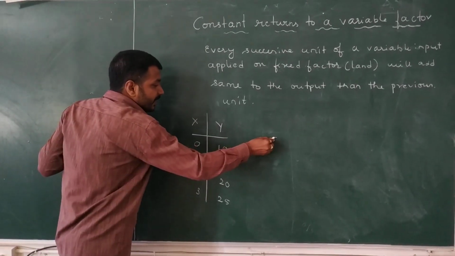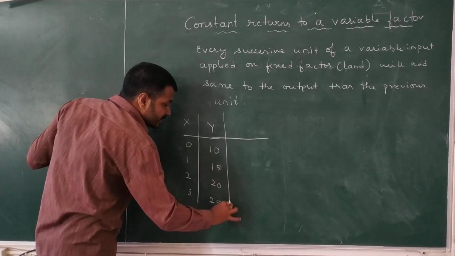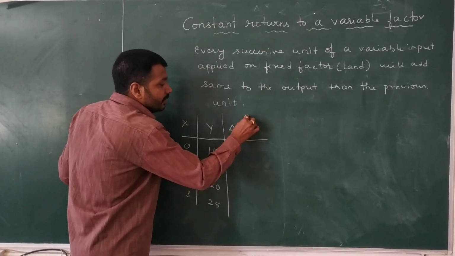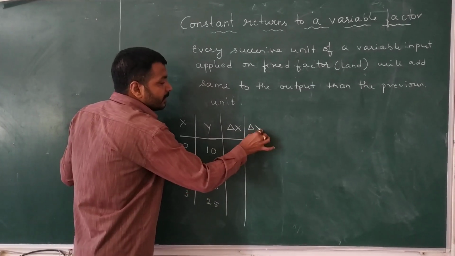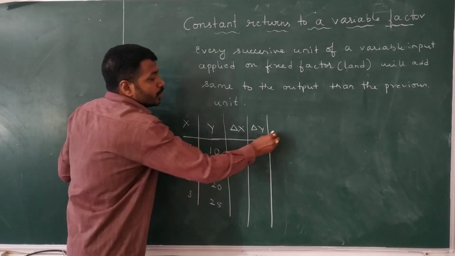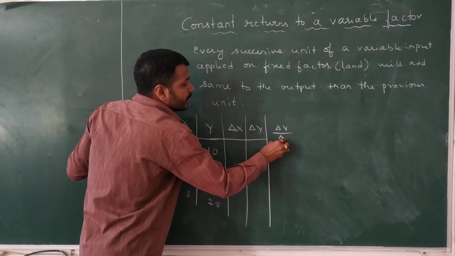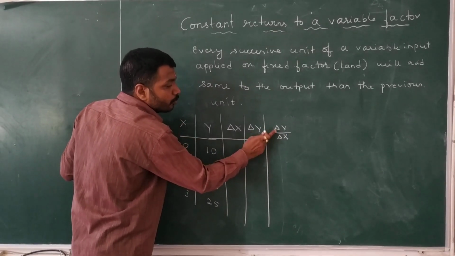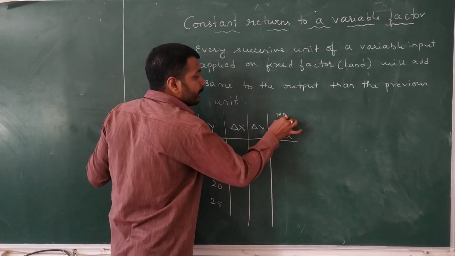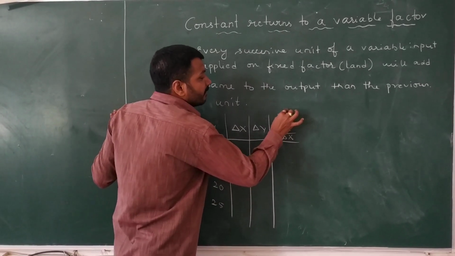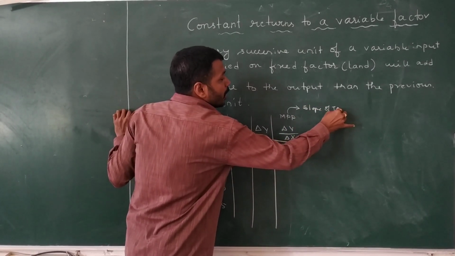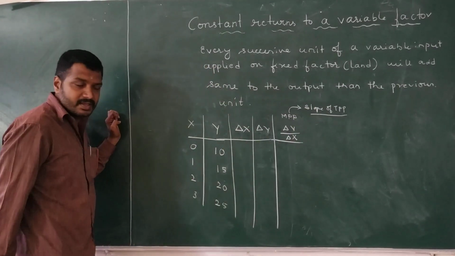To understand that, in the last class itself I have told you that the response will be obtained in the form of marginal physical product, which is nothing but the ratio of incremental change in output to the incremental change in input. That is MPP or marginal physical product, which is nothing but the slope of the production function or total physical product. Is it clear?